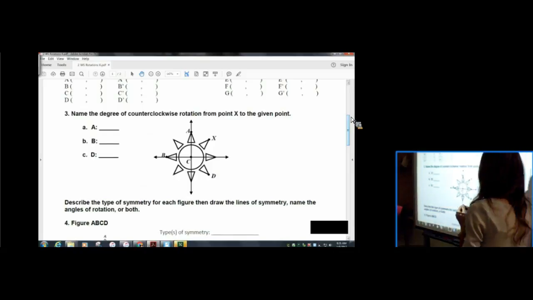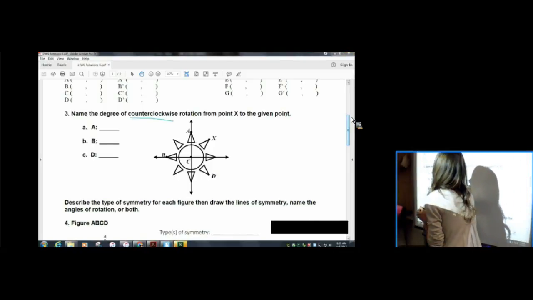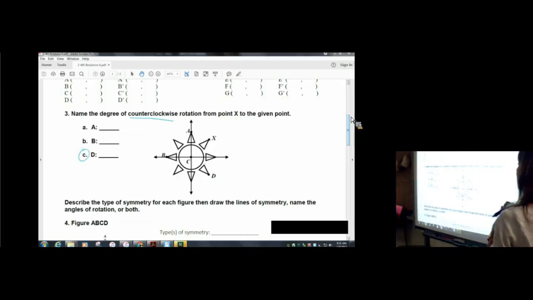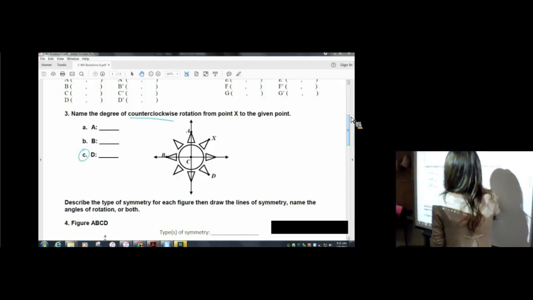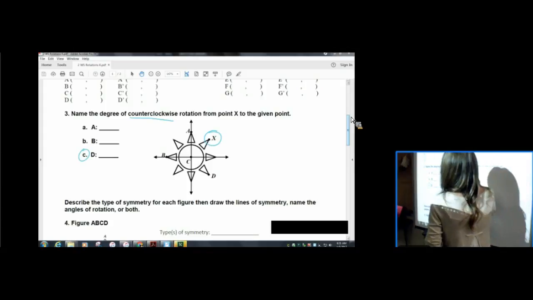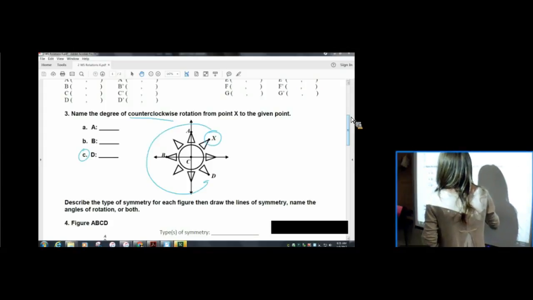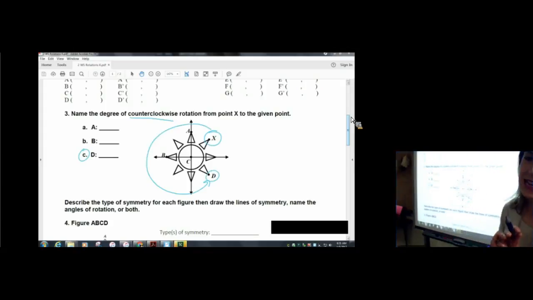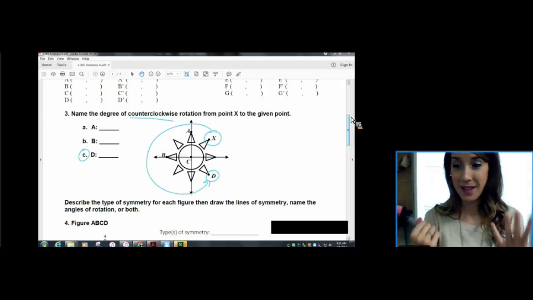3C, name the degree of counterclockwise rotation from point X to the given point. So this is our pre-image. We're beginning at X, and we want to know how many degrees it takes counterclockwise to map to the image D. So we always begin these problems, and this one's come up a lot.